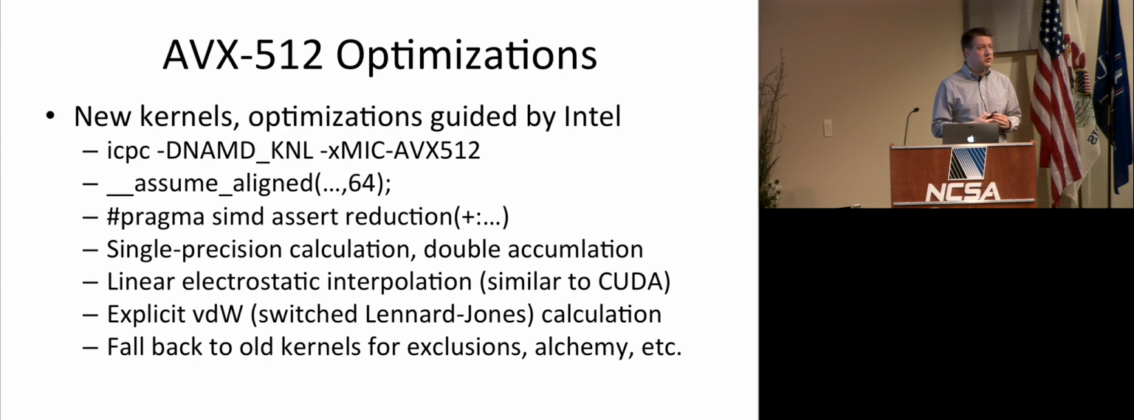Rather than using interpolation tables for the van der Waals type interactions, we're now doing explicit calculations because those do not require things like error functions, and we have less memory bandwidth available per amount of floating point on the chip. And for special cases like interactions between excluded atoms, alchemical, basically all the bells and whistles that aren't used everywhere, we fall back to the old kernel. So we didn't have to re-implement anything. We only re-implemented the real performance critical parts.